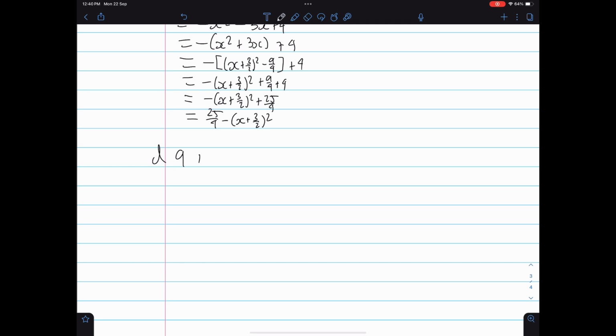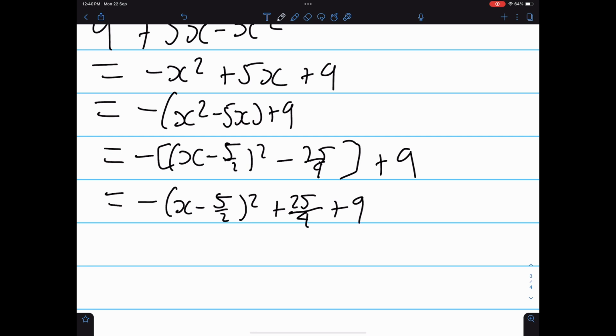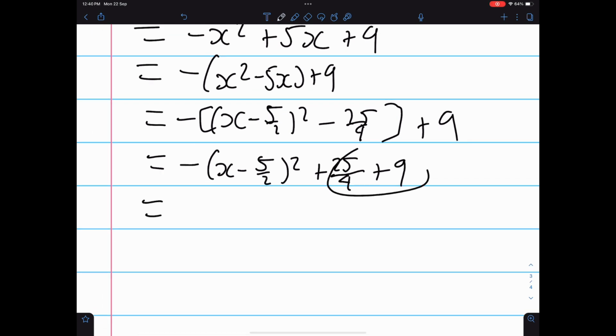D, we have 9 plus 5x minus x squared. This is equal to -x squared plus 5x plus 9, which is -(x squared minus 5x) plus 9, which is -(x minus 5 over 2) squared minus 25 over 4 plus 9. And so this just gives us 61 over 4, and I will speed things up and just take it straight to the front.